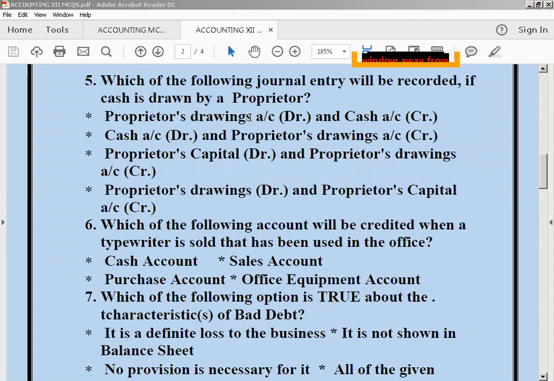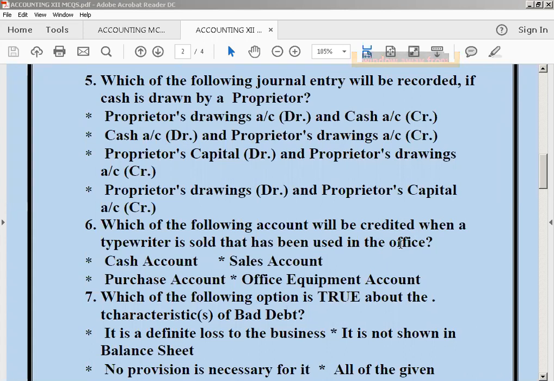As I have discussed with you in the previous classes also, in accounting, whenever we have a transaction, usually we are recording that transaction in the double entry, or you can say in the books of accounts of general journal. Now number 6, which of the following account will be credited? Here they are talking about the credited one. The account which will be credited when a typewriter is sold that has been used in the office. You have to take care that in the office means they were talking about the business.